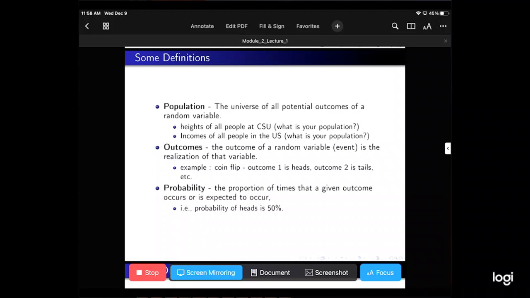Outcomes. The outcome of a random variable, also called an event, is the realization of that random variable. An example of this is a coin flip. One outcome is heads, another outcome is tails. Probability is the proportion of times that a given outcome occurs or is expected to occur. So for a fair coin, the probability of heads is 50%.